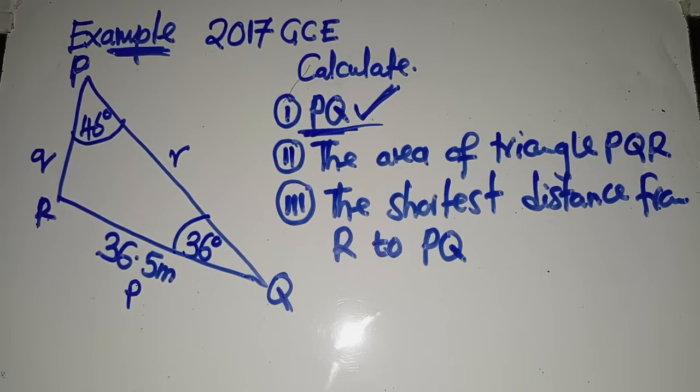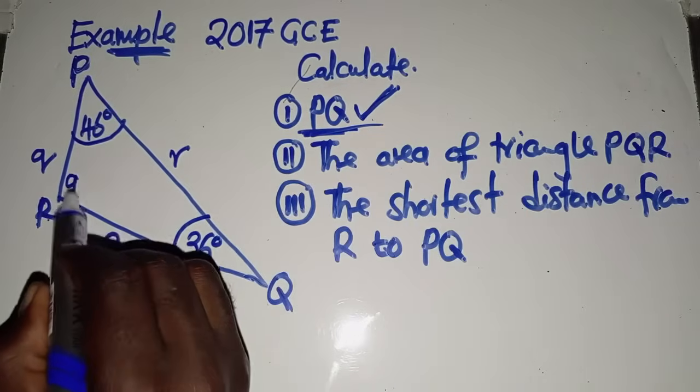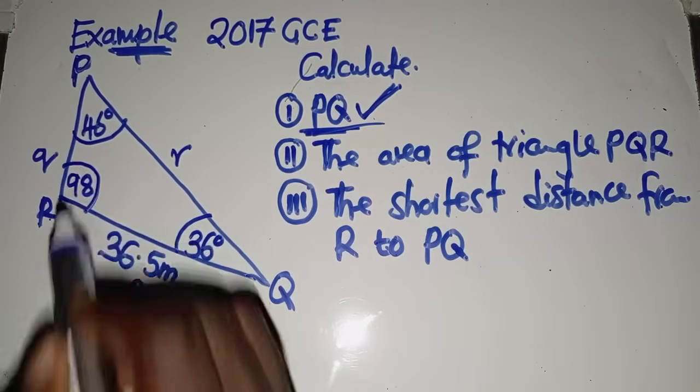So what are we going to do? We say 46 plus 36, the answer we are getting is 82. Then we say 180 minus 82. What is the answer? The answer is 98. So meaning that the angle that is here is 98.